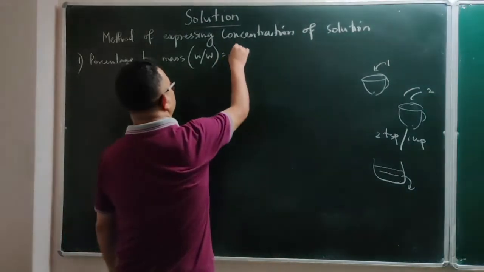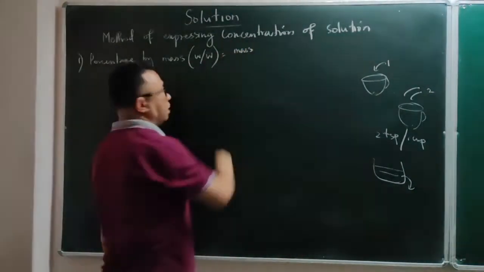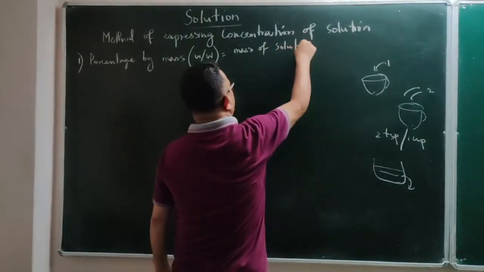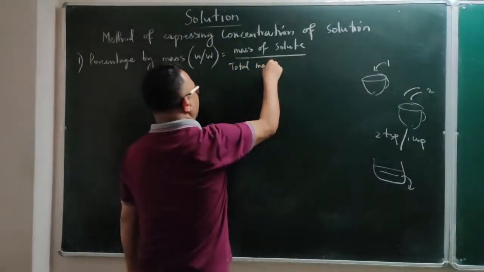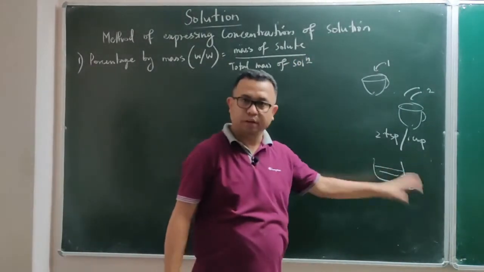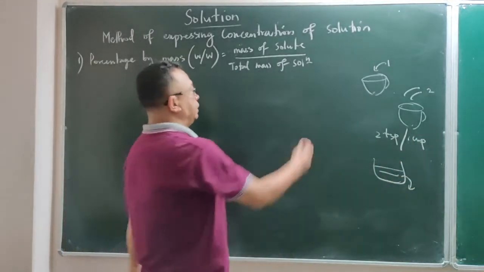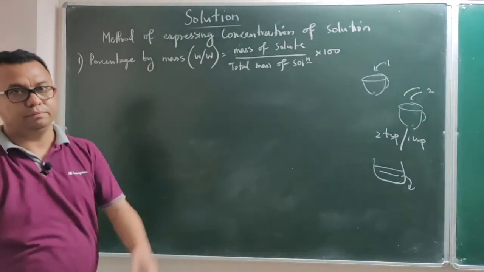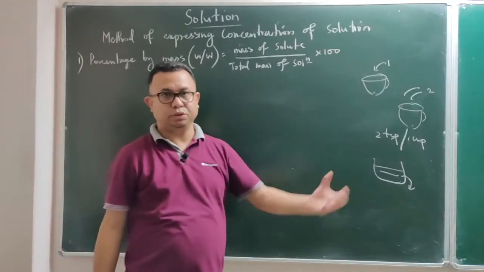Here it is, the formula. By the way, even though I said weight, the correct term is mass. Mass of the solute over total mass of solution. What is the total mass of the solution? After adding the solute into the solvent, now a solution is coming out. What is the total mass of that solution? And since we are expressing in terms of percentage, you have to multiply this with 100. This is the first way in which we can express the concentration of a solution.